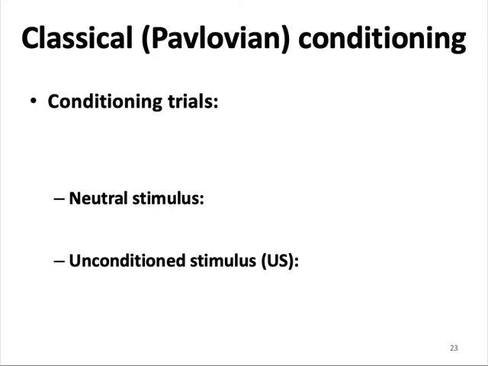A typical Pavlovian experiment involves conditioning trials, a neutral stimulus, and an unconditioned stimulus. Conditioning trials are when a neutral stimulus and an unconditioned stimulus are paired to produce a reflex, for example, salivation. A neutral stimulus is anything the animal can see or hear as long as it is not associated with the reflex being tested, for example, a ringing bell. An unconditioned stimulus is a stimulus that elicits a response, such as a reflex, without any prior learning, such as food.